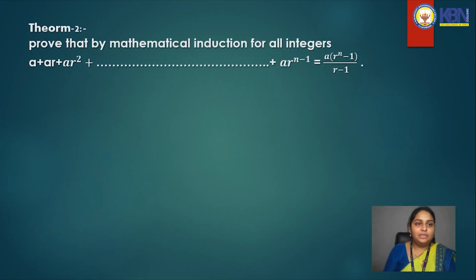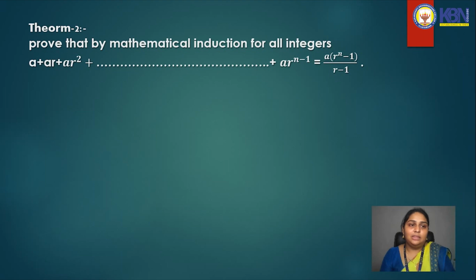And the next theorem is theorem 2. Here, prove by mathematical induction, for all integers n belongs to N, that the condition is a plus ar square plus so on plus a into r power n minus 1, which results in a into r power n minus 1 by r minus 1.